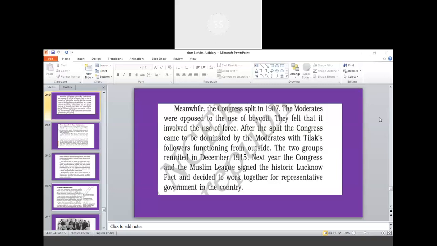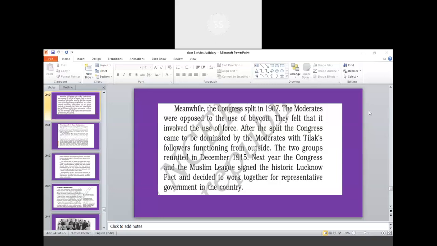Because of this intensified fight between moderates and extremists, the Indian National Congress divided into two groups. That is called the Congress split in 1907. Please write down this date. So the Indian National Congress split in 1907. That means after 1907, moderates and extremists openly fought the freedom movement separately. They were not joined together. Their methods were different.